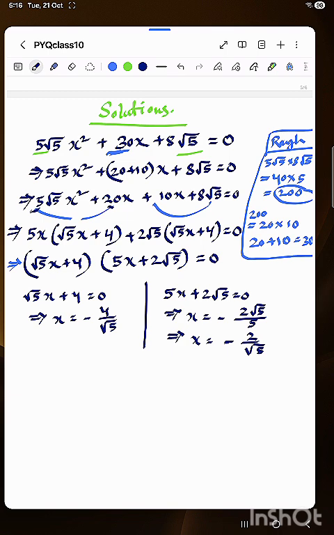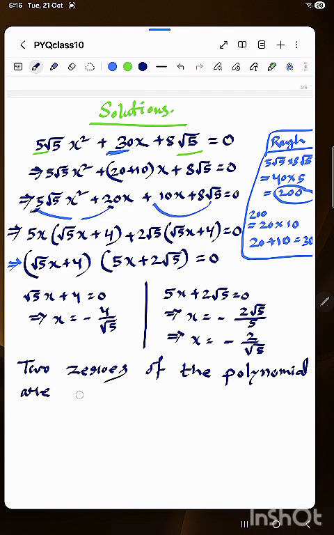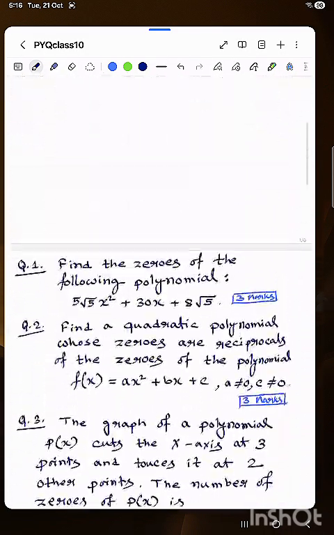So we got two roots, that is, we have two zeros of the polynomial, which are minus 4 by root 5 and minus 2 by root 5, right? So we have got the answer of question 1. Okay, now we can see what is the second question.